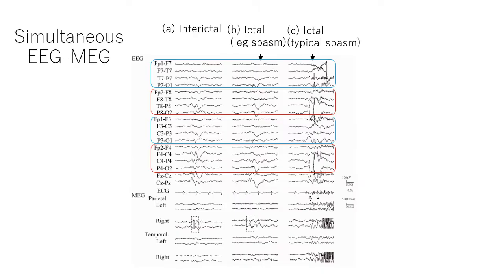From the left, EEG-MEG of interictal spike, leg spasm, and typical spasm are shown. EEG are shown with longitudinal bipolar montages, blue for left and red for right.